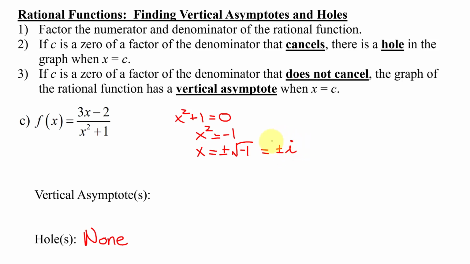So are there any real solutions for when the denominator equals 0? No. So vertical asymptotes only come from when you get real solutions to the denominator equaling 0. So are there any vertical asymptotes for this example? No, there are none. So this function has no holes and no vertical asymptotes.